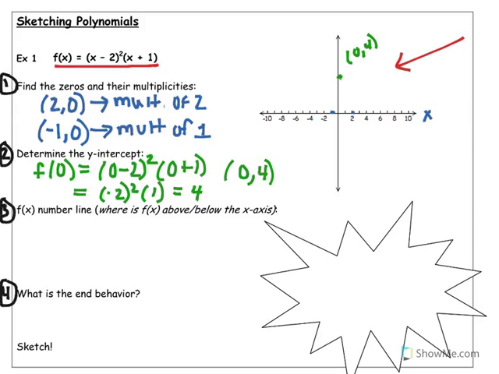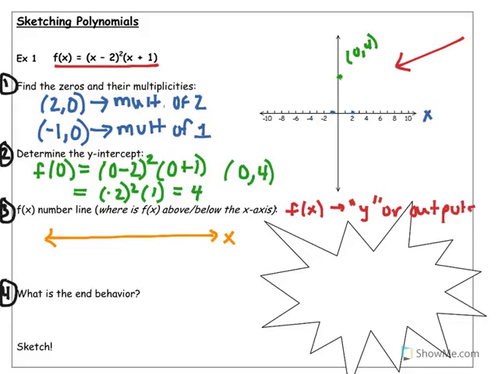So what we're going to do is look at almost like a mini x-axis and figure out what's going on here. But let's think about the name first. If I think about f of x, in previous classes, we've used that as a synonym for saying y, or for saying the outputs of the function, okay?